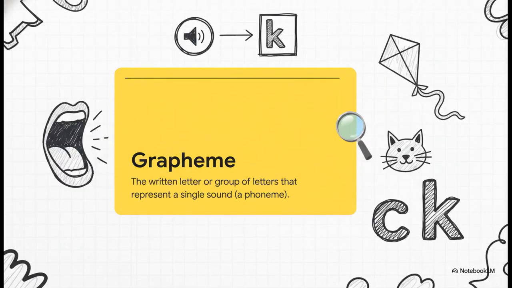And if the phoneme is the sound, then the grapheme is what we write down on paper. It's the symbol. So going back to our k sound, that's the phoneme. The grapheme could be the letter C in cat, or it could be the letter K in kite. See? One sound, but a couple of different ways to write it. That's the whole game right there.